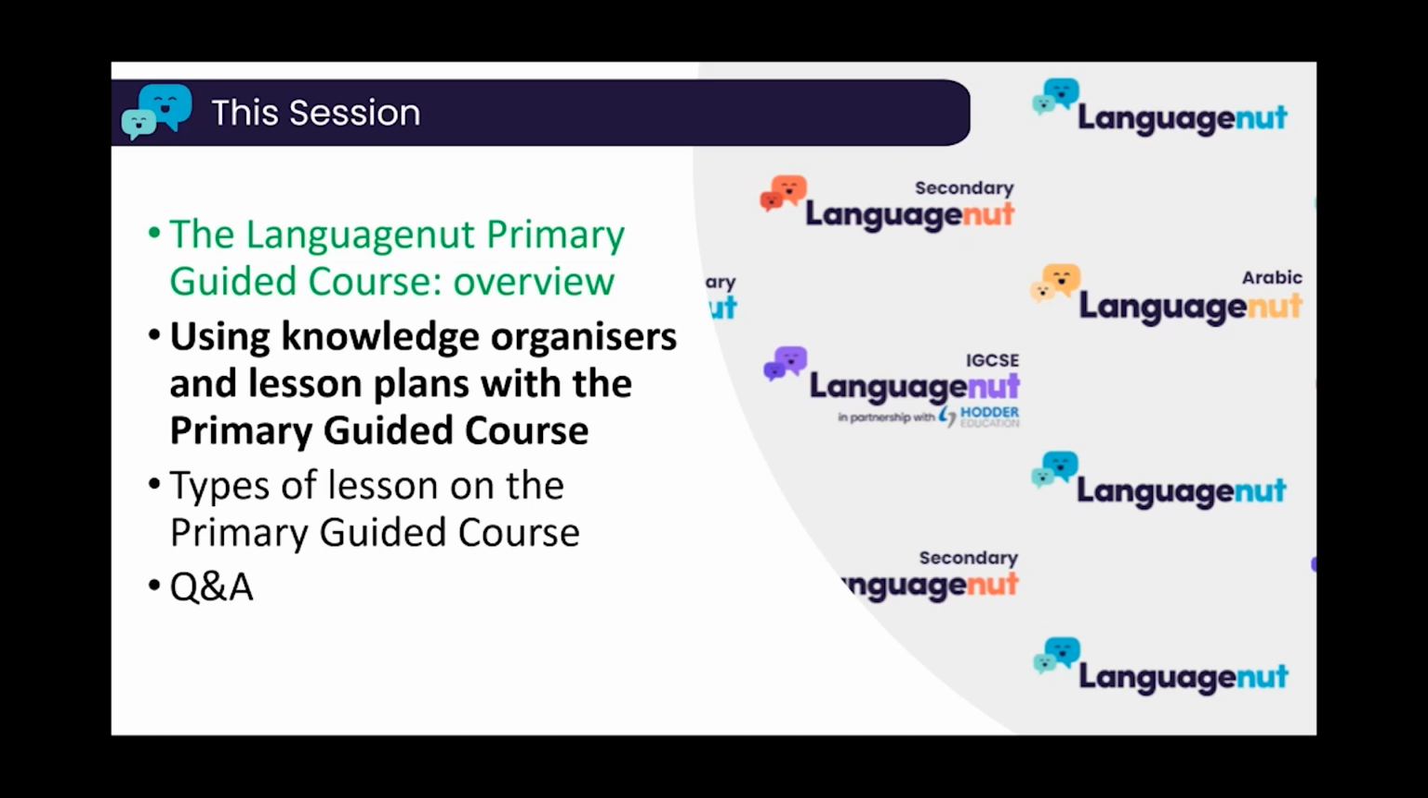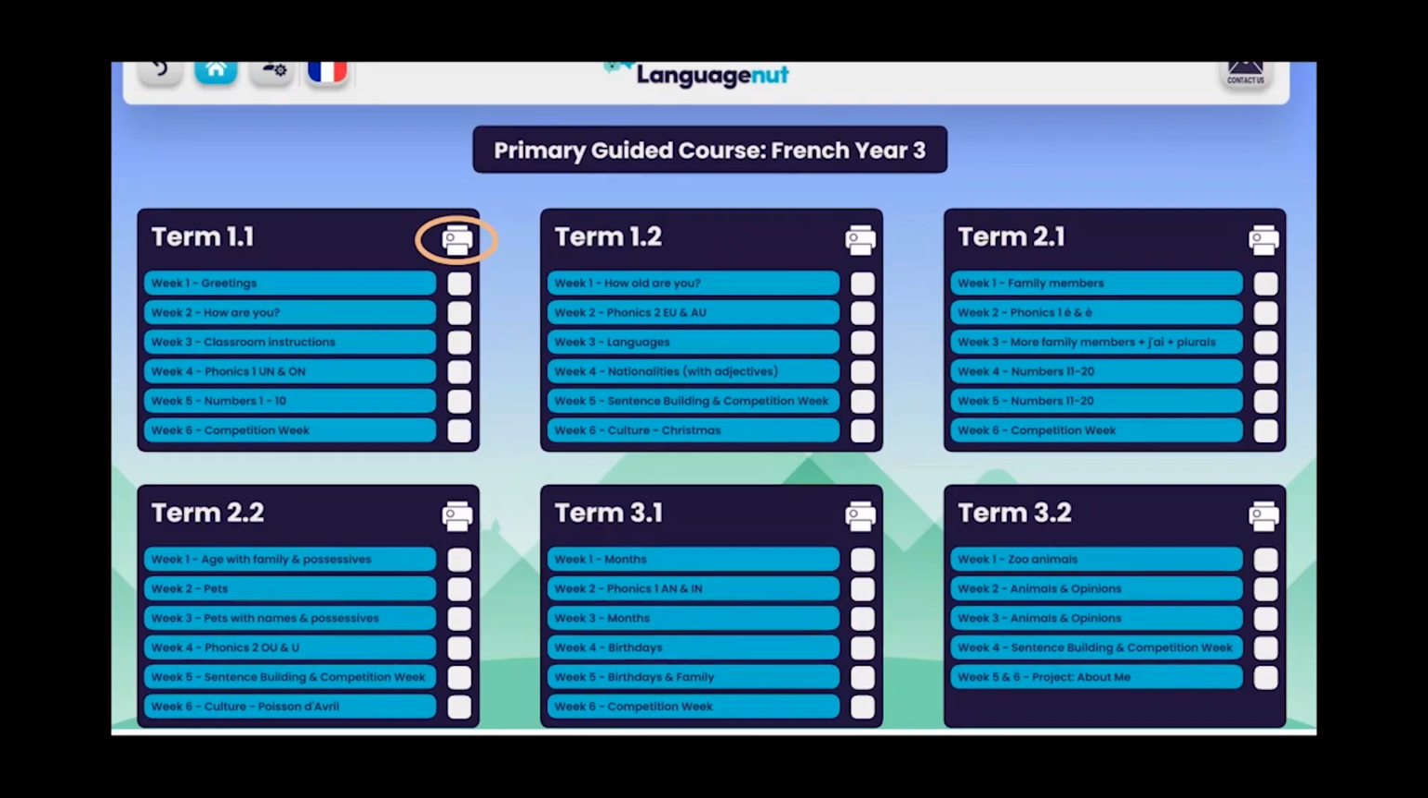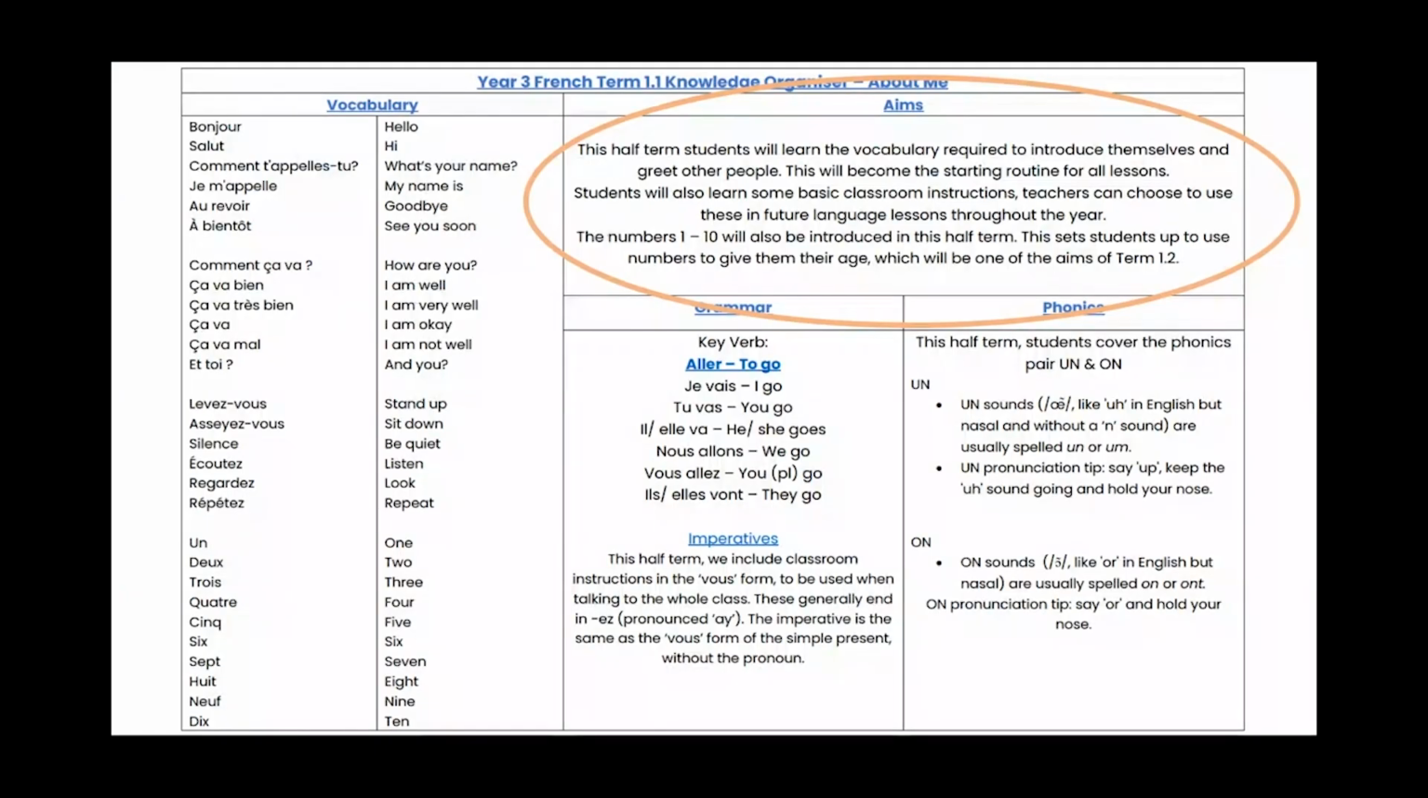We're going to look now in a bit more detail at how you would use knowledge organisers and particularly how we're going to use lesson plans in conjunction with the primary guided course. So in order to access the knowledge organiser for each half term, when you go into the course dashboard for a particular year group or class, you can see that you've got that printer button. If you click on that, that will take you to a pack that includes the knowledge organiser as well as all of the lesson plans for that half term.